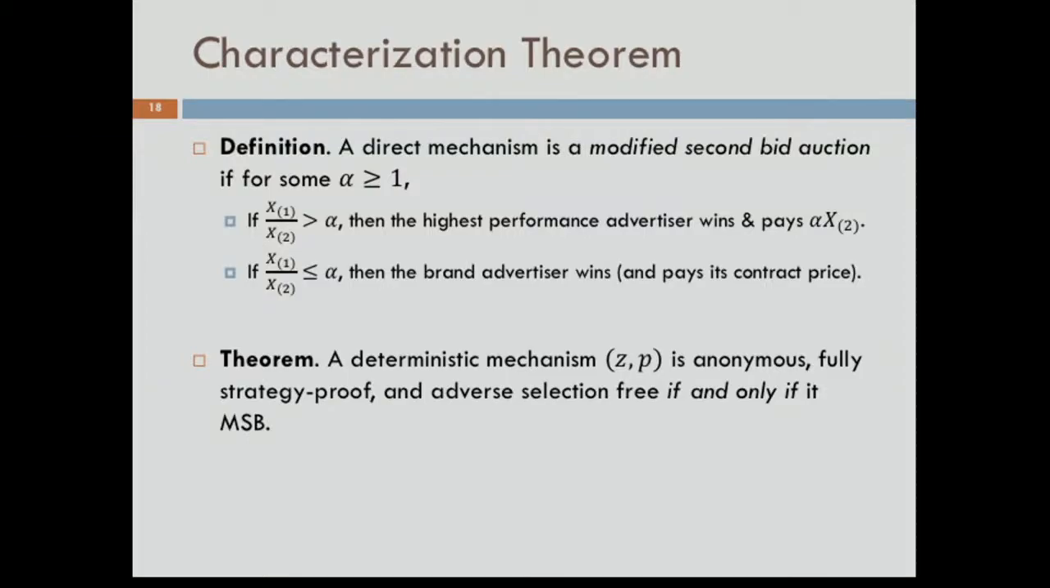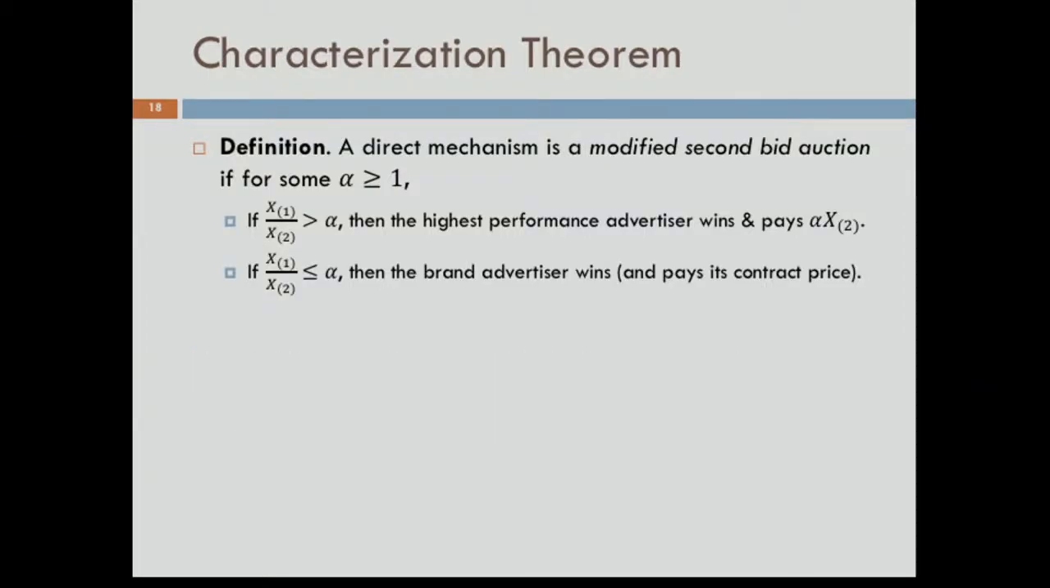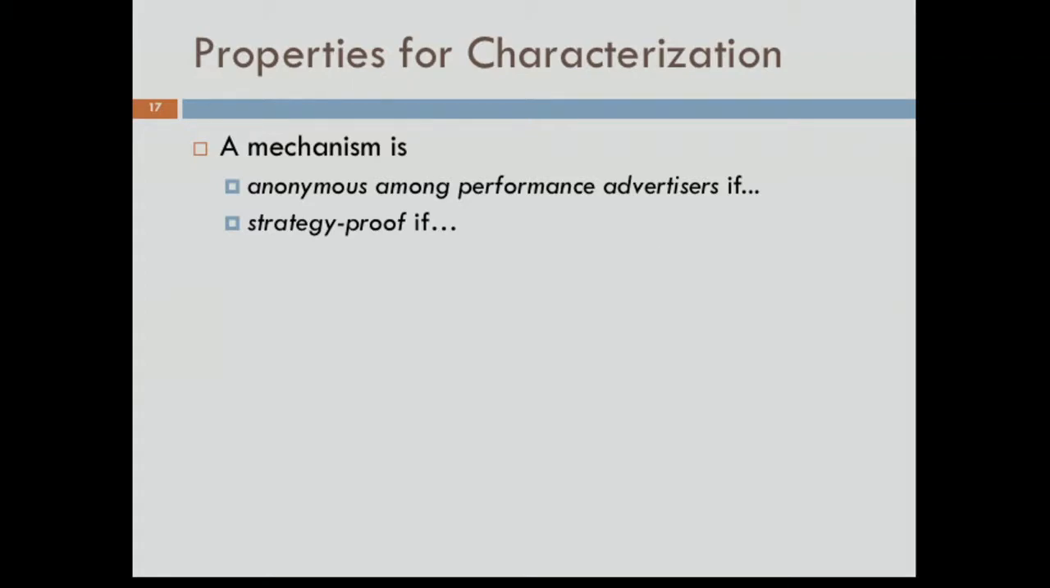Okay, that's the characterization theorem, and actually let me make this intuitive for you. Let's go back to the conditions. Okay, it's anonymous among performance advertisers. That means it's got to be symmetric in the bids of the performance advertisers, free of permutations. Modified second bid auction clearly has that property. Strategy proof. So it has to be a dominant strategy to report truthfully.